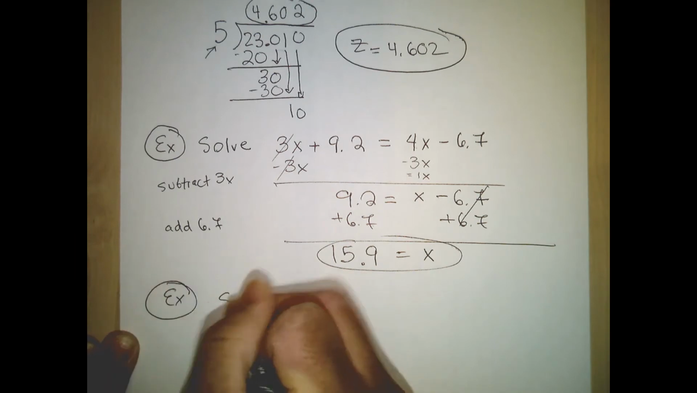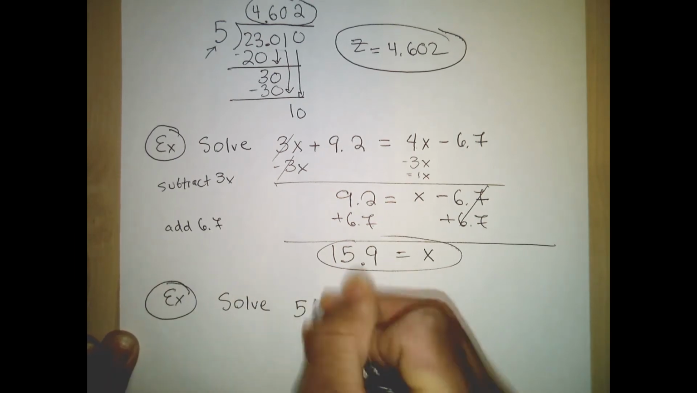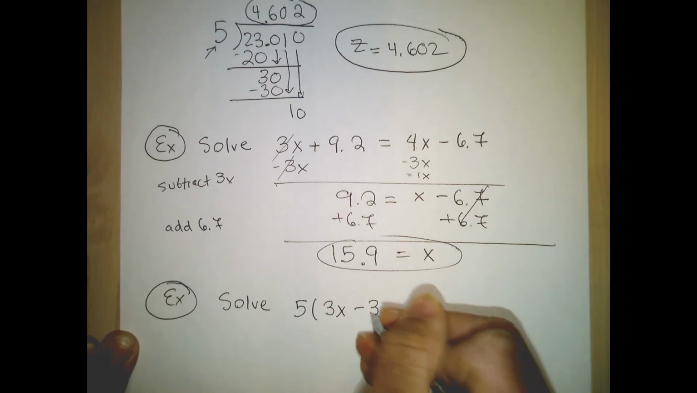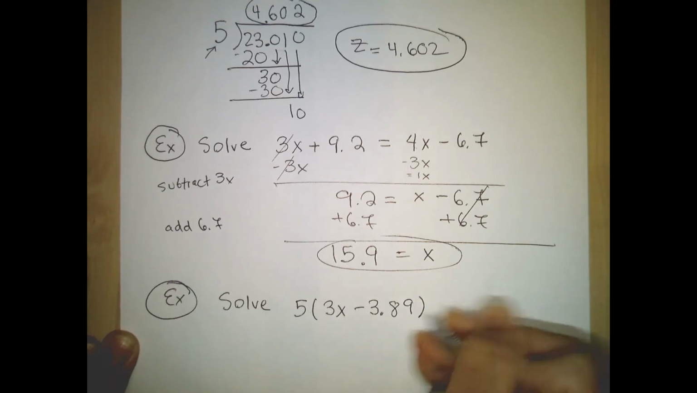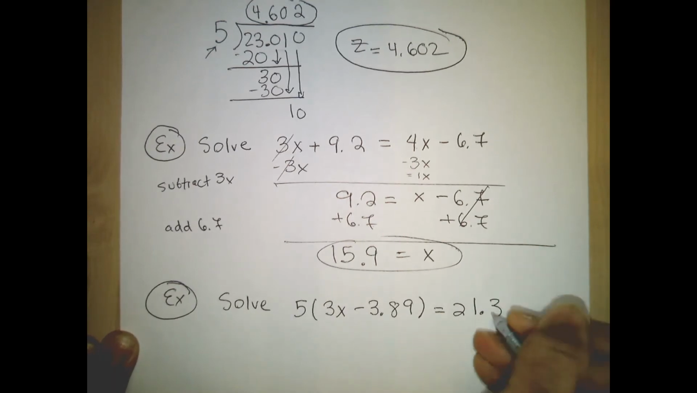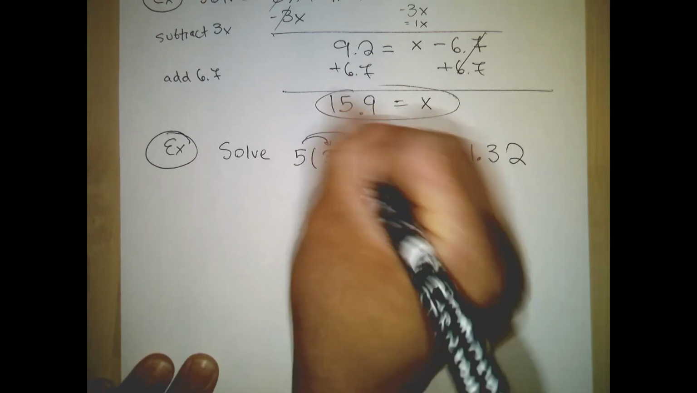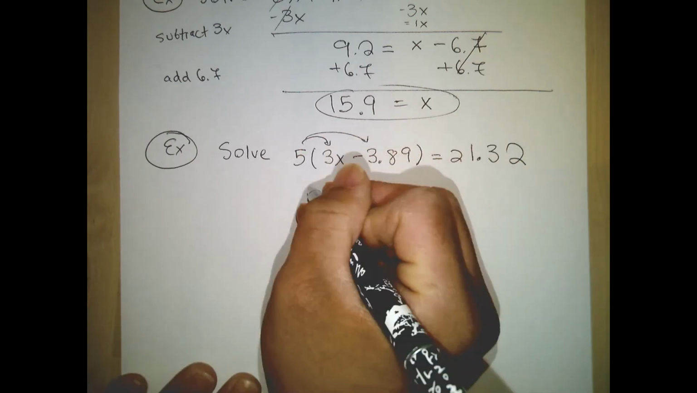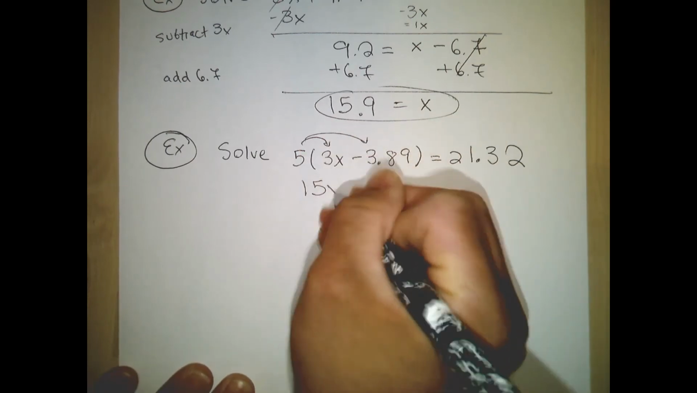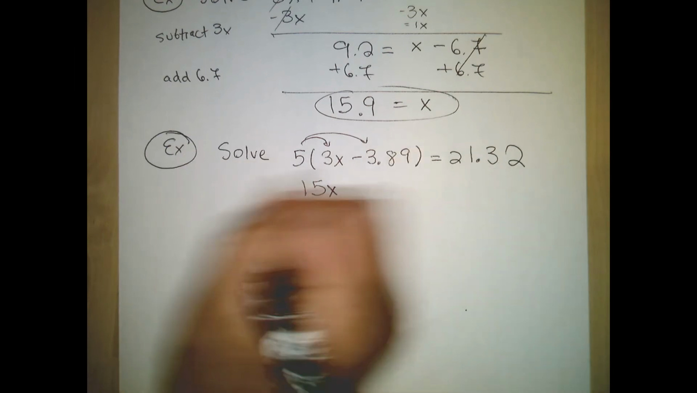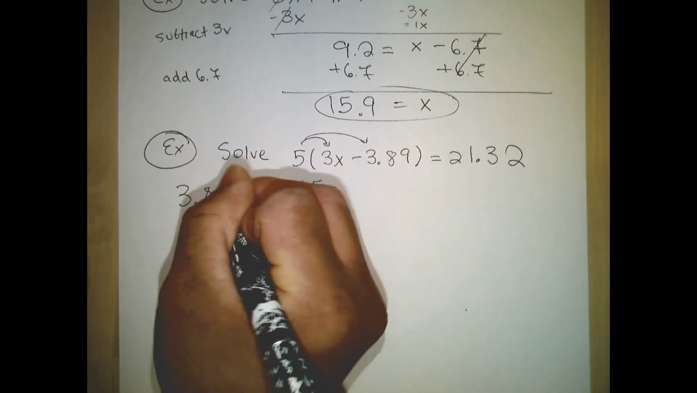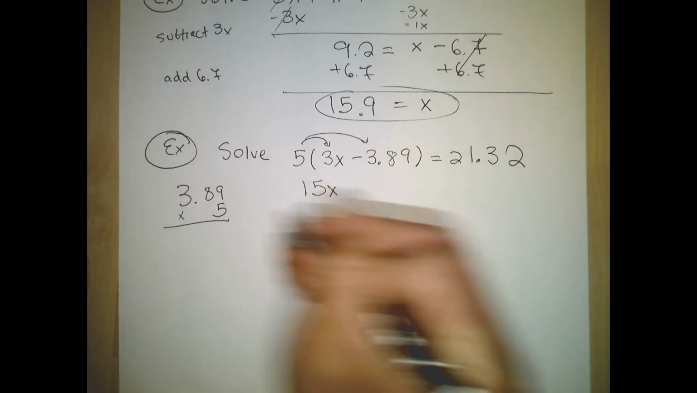Let's do another example. Let's solve 5 times 3x minus 3.89 is equal to 21.32. So now this one will involve a little bit of distributing in it, but that is okay. So let's distribute the 5. So 5 times 3x is 15x. And then we have 5 times 3.89. So 3.89 times 5 is another way to do this.